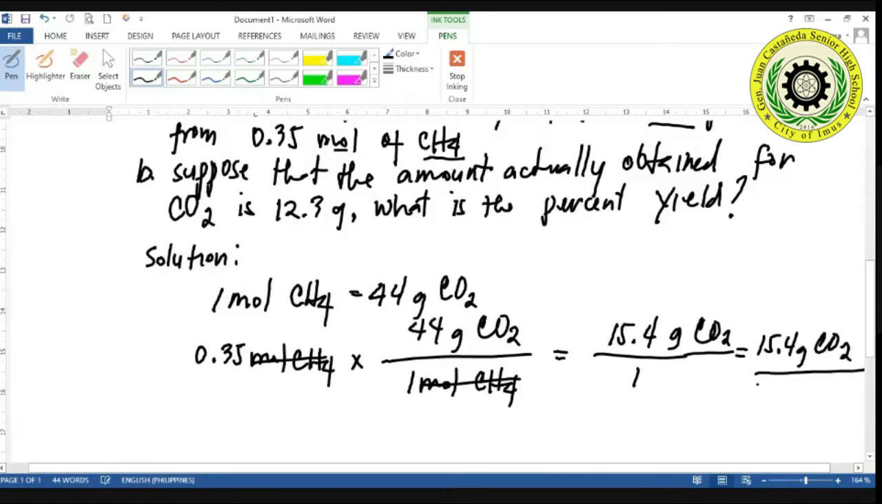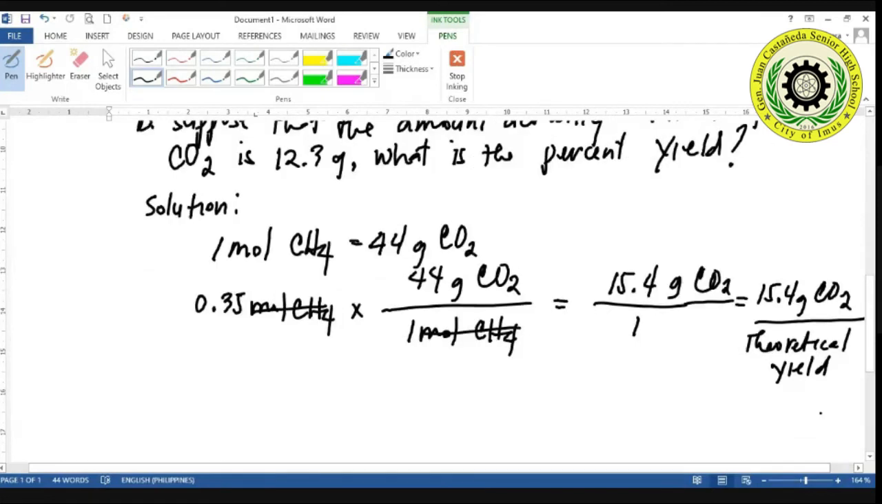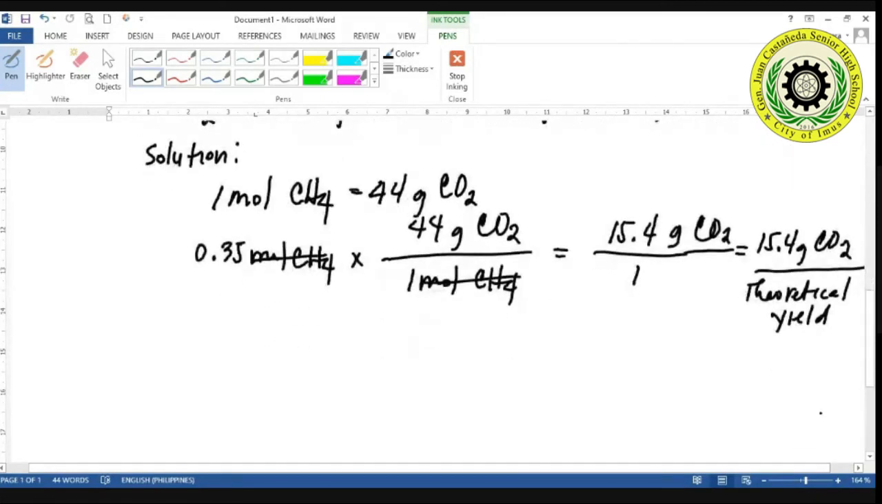So, ito na point niya, tawag natin na theoretical yield. So, ganyan lang po kadali mag-compute ng theoretical yield. So, meaning to say, yung theoretical yield po na yan, na 15.4 grams, yan po yung maximum obtainable amount from 0.35 mole of methane gas or CH4. So, this is your letter A.